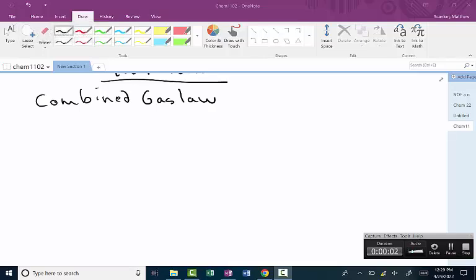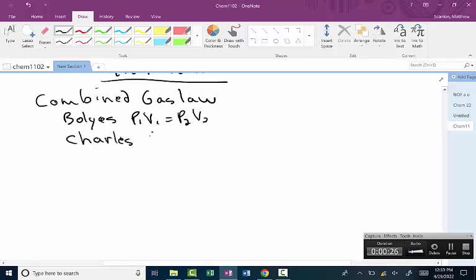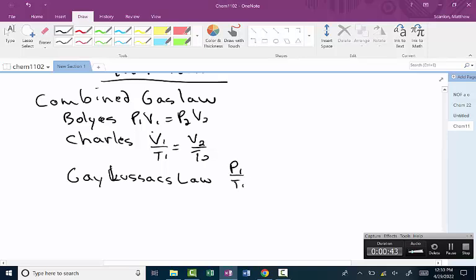This is the combined gas law. So far we have Boyle's law, which says P1 V1 equals P2 V2. And we have Charles' law, which says V1 over T1 equals V2 over T2. And we have Gay-Lussac's law, which says P1 over T1 equals P2 over T2.